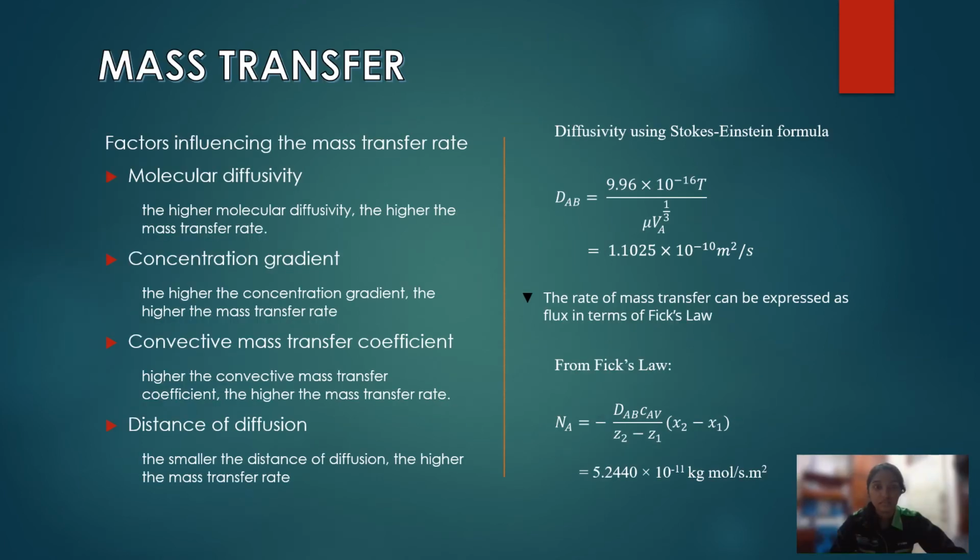Next is the mass transfer. Below are the factors influencing the mass transfer rate, which are molecular diffusivity, concentration gradient, convective mass transfer coefficient, and distance of diffusion.